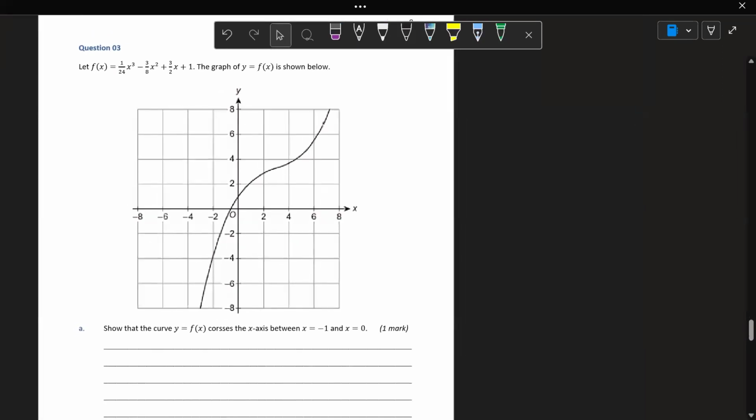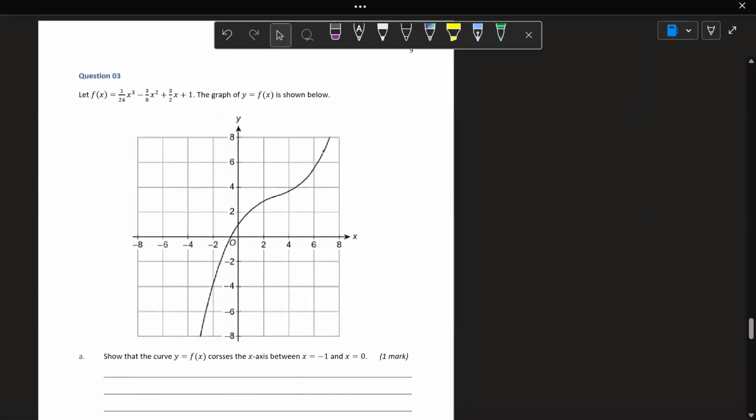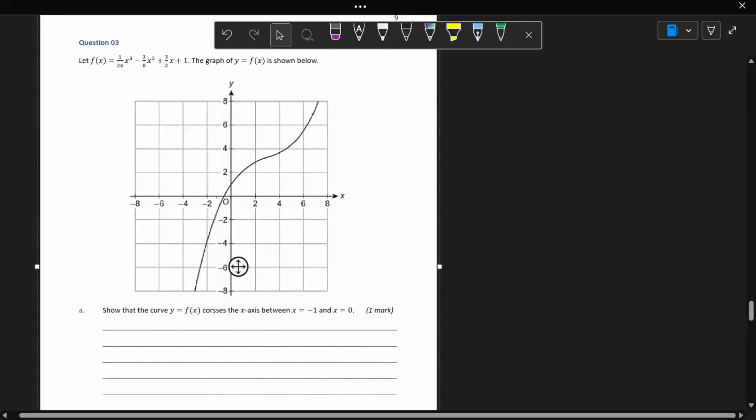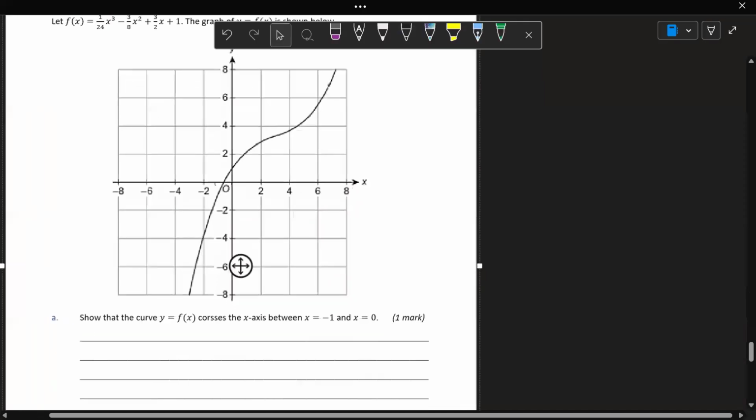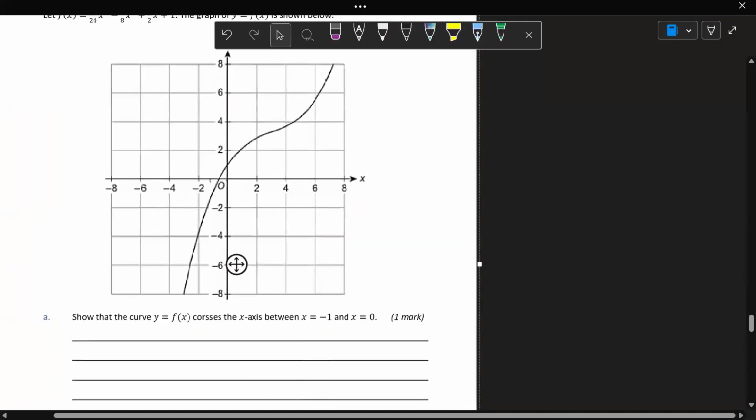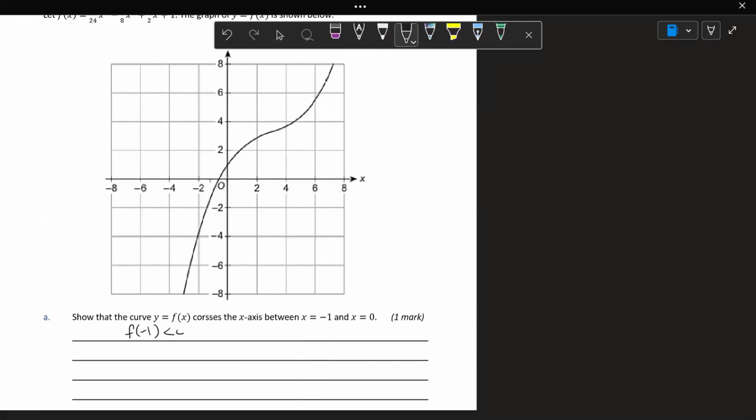Show that the curve, so you're given the function, crosses the x-axis between x equals -1 and x equals 0. We can see that has happened here. So this is -1, this is 0. The way to do this is just show that f of -1 is less than 0 and f of 0 is larger than 0.